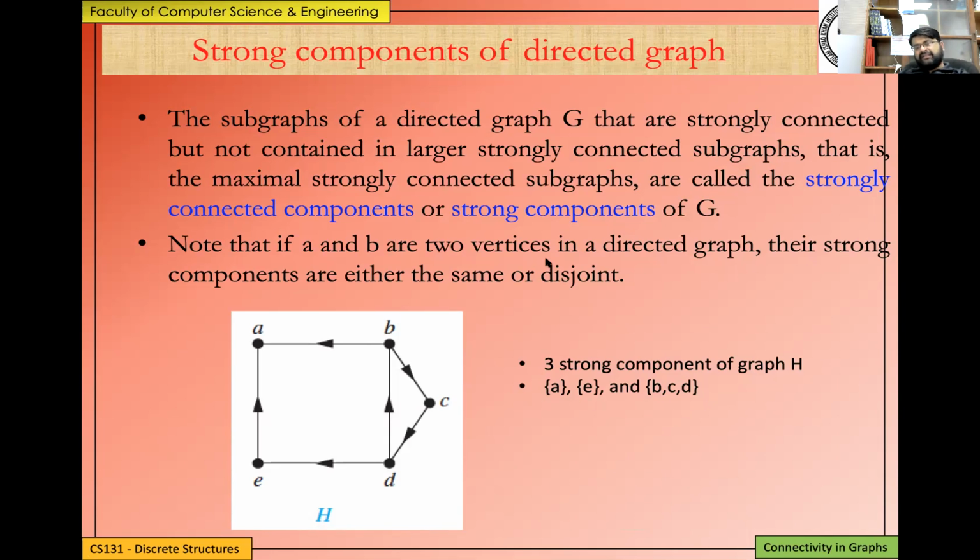So for example, in this particular scenario, we can observe three strong components of graph H. One is A. If you remove A, we produce a strongly connected component. If you remove E, again we produce a strongly connected component in terms of B, C, D, E. And finally, the third component is B, C and D itself. So that's also a strongly connected component.